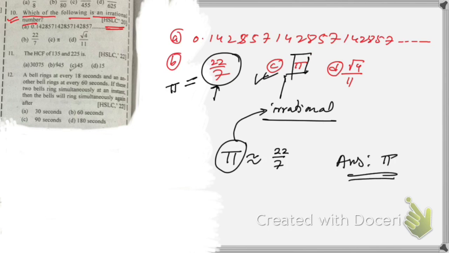So it was asked in 2020, HSLC. Now let me clean this. So here you see the next question: HCF of 135 and 225. We need to find the HCF. Two numbers are given, and we need to find their HCF.